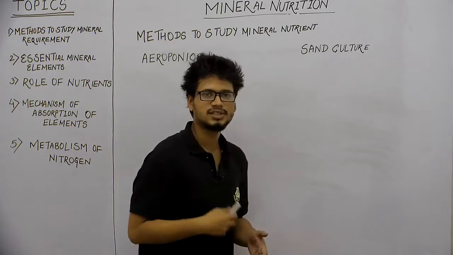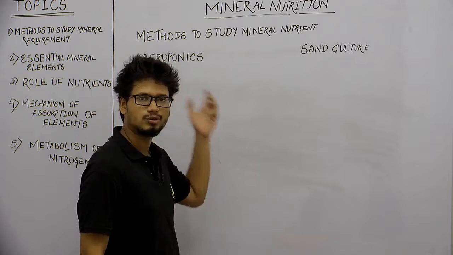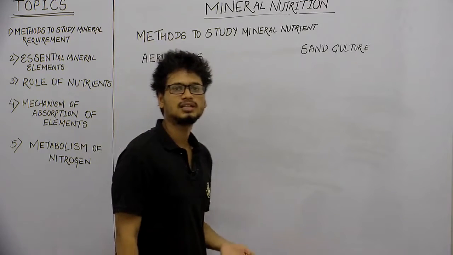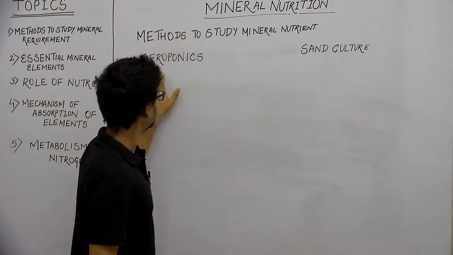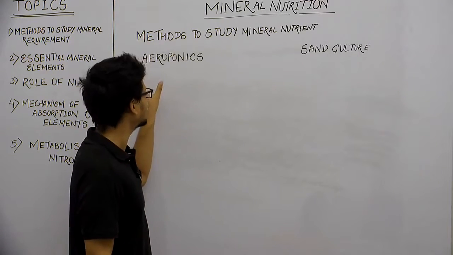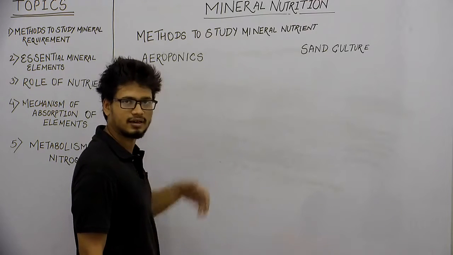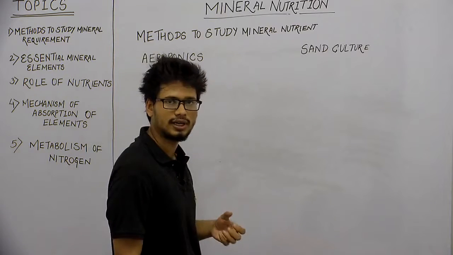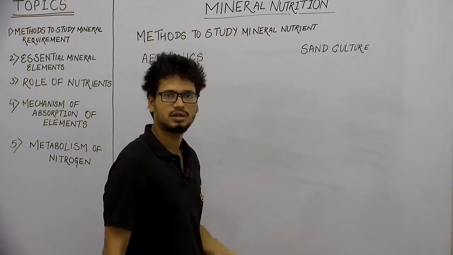Now, like there was hydroponics, again we'll break the words. Aeroponics. Hydroponics was doing a soilless culture and the medium was water. In this case, it's a soilless culture, but here we are using air, or let's say aerosol. Now what does aerosol mean? You're using mist.